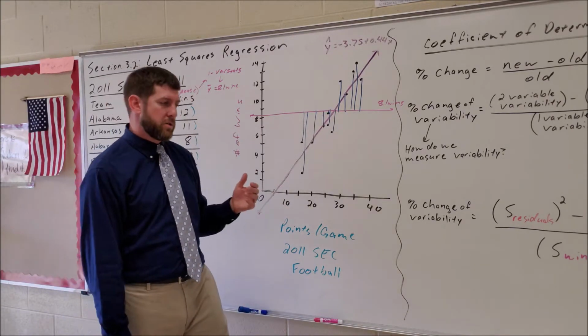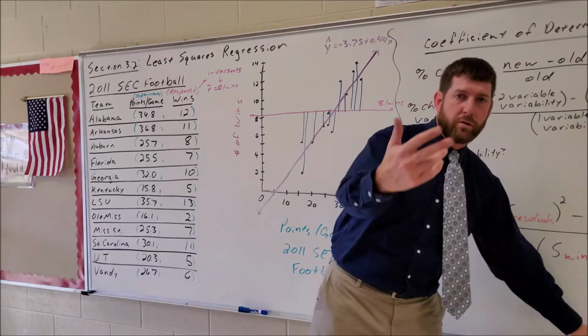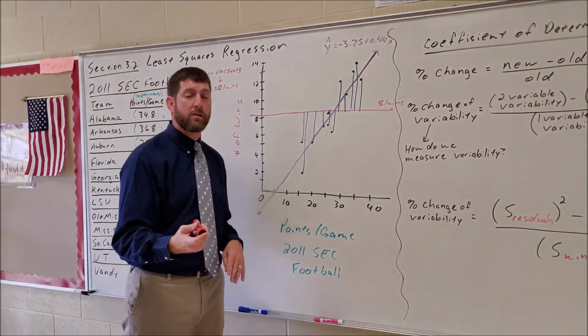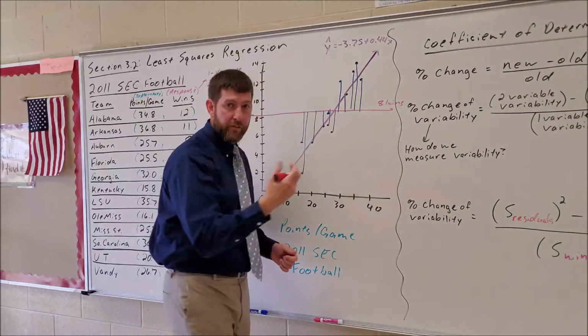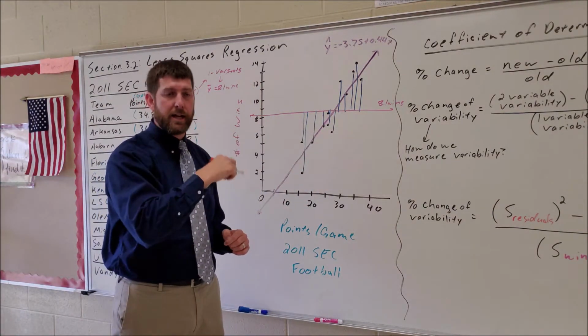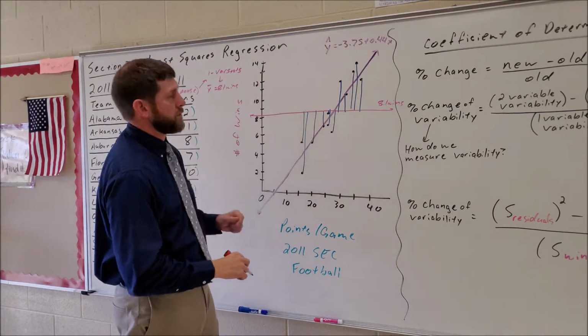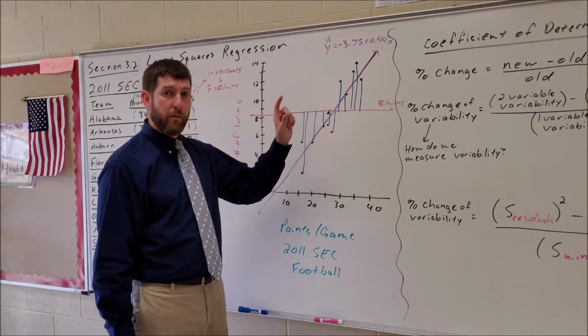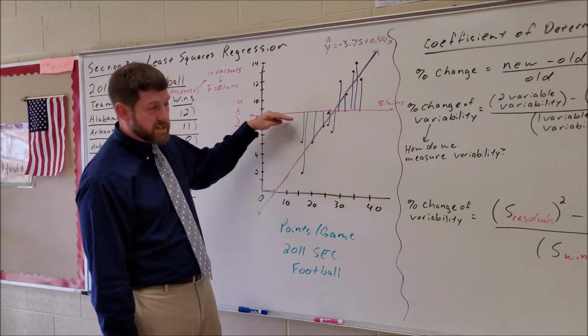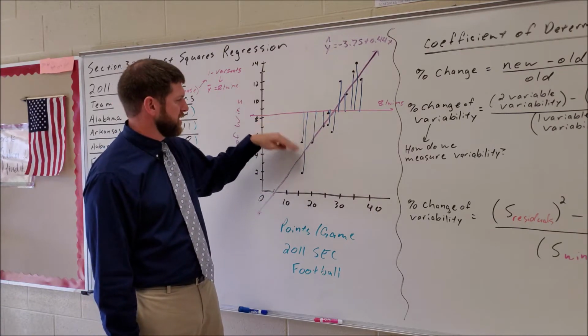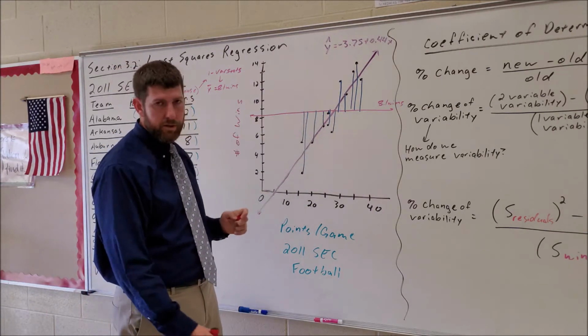Now, what my least squares regression line should do, when I introduce a second variable, is decrease my variability. And we talked about how to measure variability in part 1 on least squares regression, and that was the residuals. How far off are my guesses? So I can see my guess of 8 wins for any random team is really far off. There's a lot of variability there.